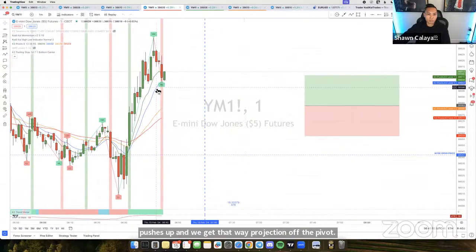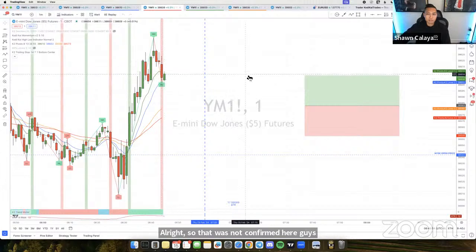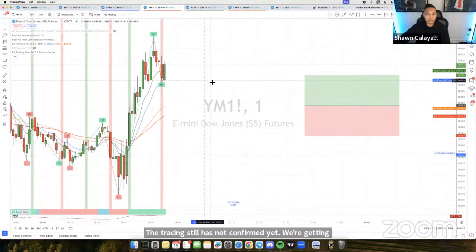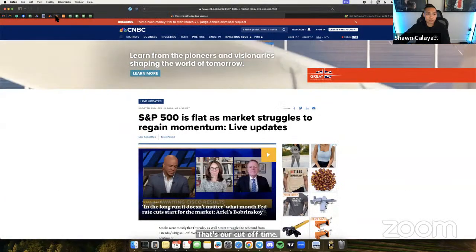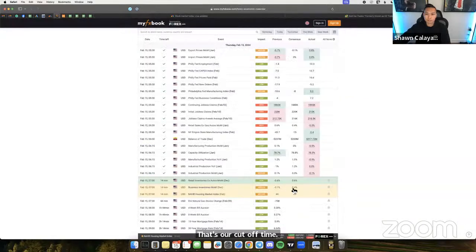All right, so the retracement was not confirmed here, guys. Retracement still has not confirmed yet. We're getting closer and closer and closer to 7 o'clock, which is not a good sign. That's our cutoff time. Let me see what the news is forecasted for. News is forecasted to be positive.